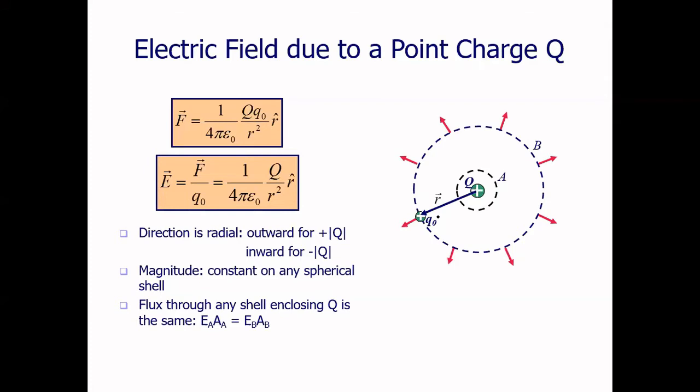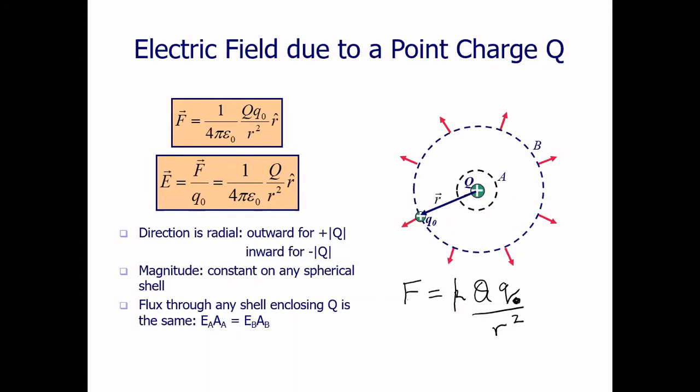How do you find the electric field? You first calculate the force that would act on a test charge placed at that particular point. The force, as we had said, is going to be K times this charge. There are two charges here: the capital letter Q, and a small letter q, over the distance r squared. I must say this small q is Q naught.